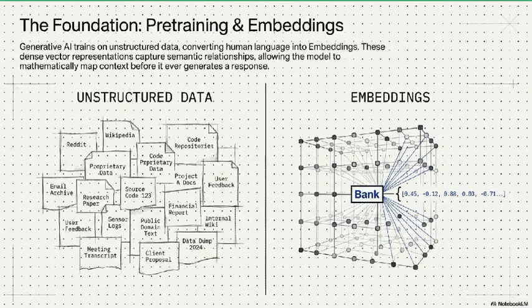So let me make sure I'm getting this. When I type the word bank, the AI translates that into a list of 1,024 numbers. Correct. And that string of numbers, like 0.45, negative 0.12, 0.88, is literally just a set of GPS coordinates pointing to one highly specific location in that massive mathematical universe. Precisely. That is exactly what an embedding is. That is wild. Now, why go through all this trouble? Why not just use a dictionary?